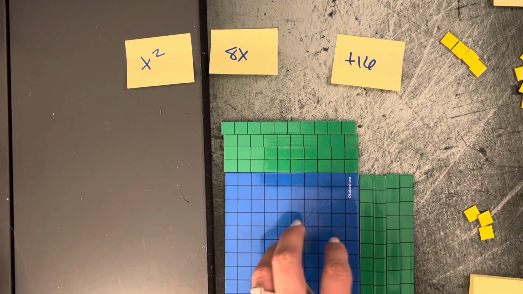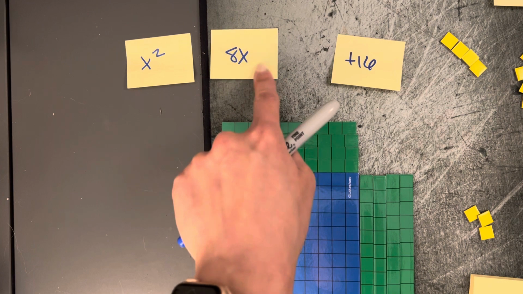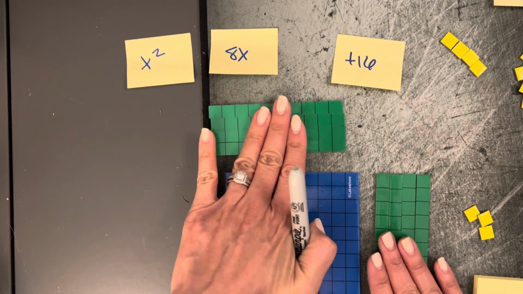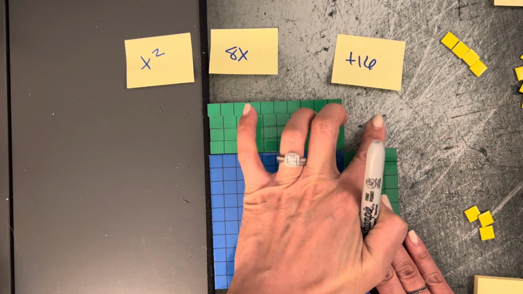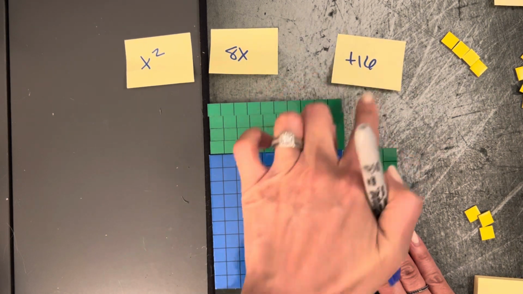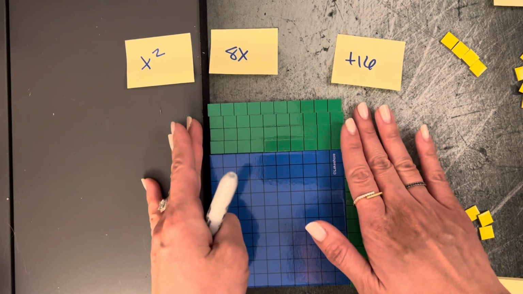But this can help you to visualize when we're completing the square why we're taking half of our linear term, because we're splitting them up to put them on either side of the square. And then we need to fill in the gaps with our 1s to make it a complete square. So hopefully that can help you to think about it.